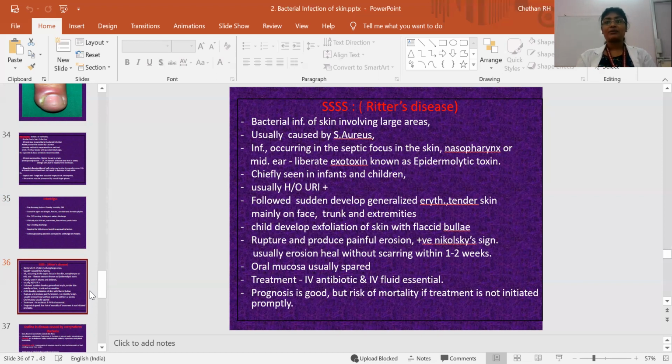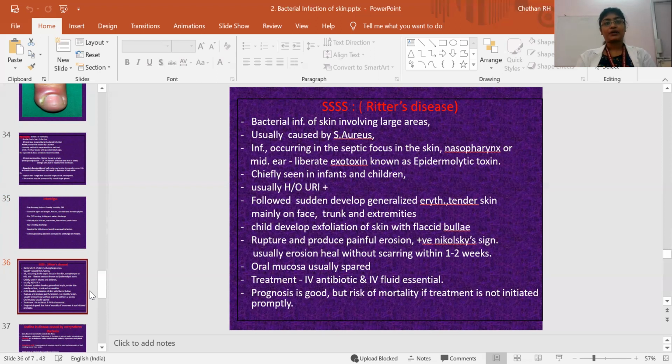A bulla is a fluid-containing raised lesion which is more than 0.5 centimeters in size. These bullae can rupture and produce painful erosions with a positive Nikolsky sign. Usually the erosion heals without scarring because it is superficial, and healing will occur within 1 to 2 weeks. The oral mucosa is usually spared in these cases.